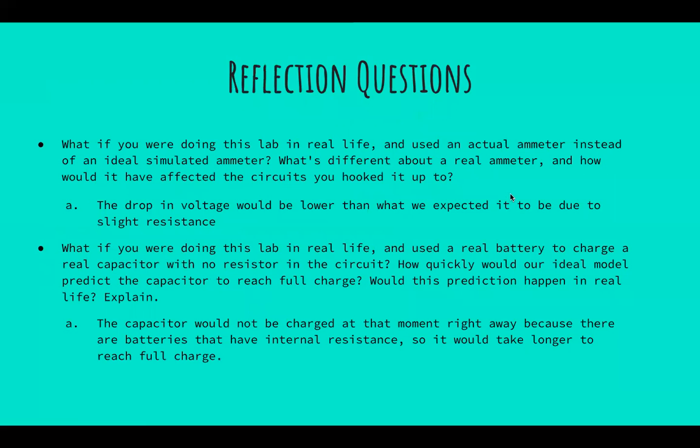So for our reflection questions, what would be different about hooking it up to a real ammeter, and how would it have affected the circuits that we hooked it up to? There would be a drop in the voltage, and it would be lower than what we expected it to be. And this is due to the fact that there's some slight resistance. And the reason why the capacitor wouldn't even reach full charge, which is in our second question, is because the batteries have internal resistance. So it would take much longer for the capacitor to reach full charge.